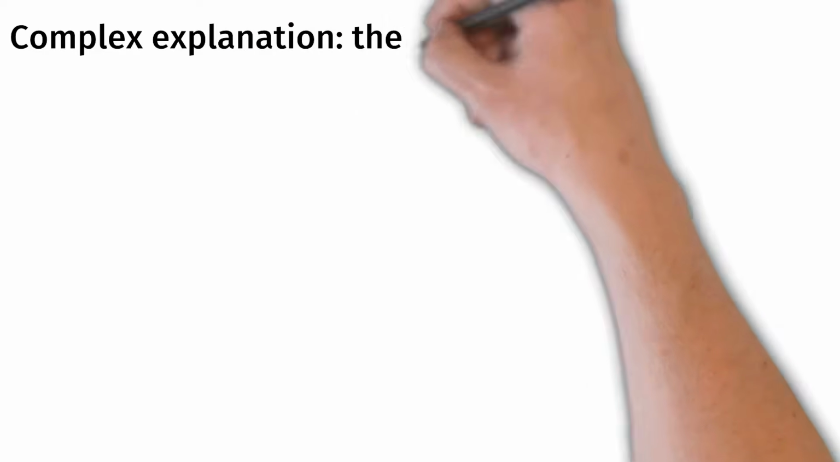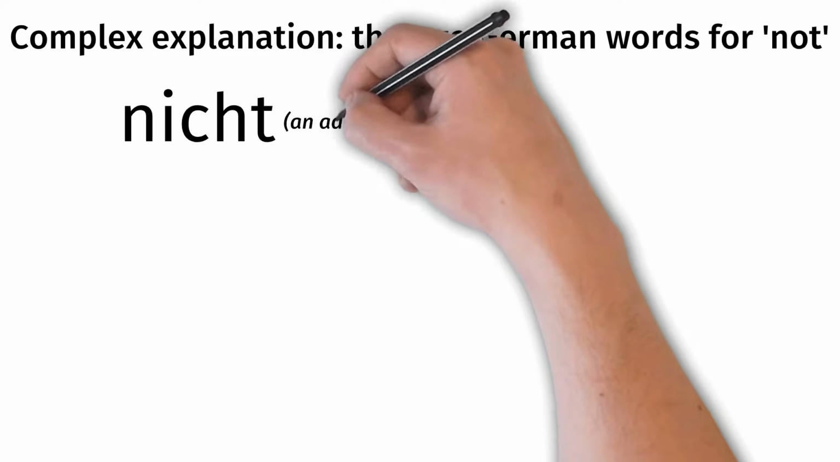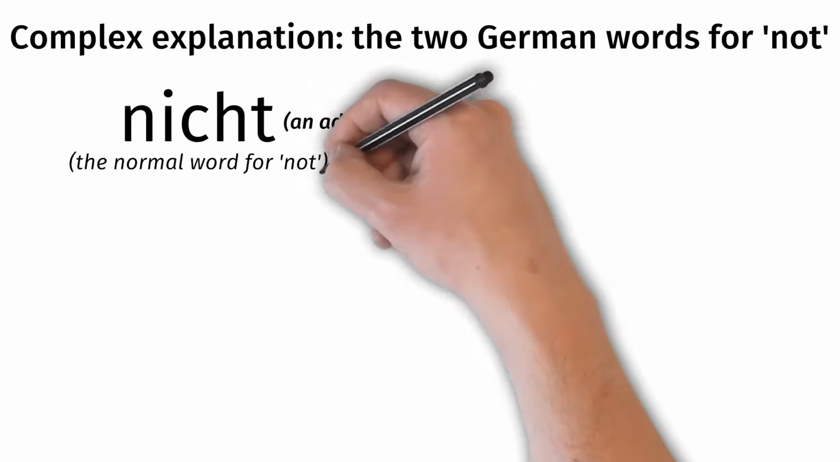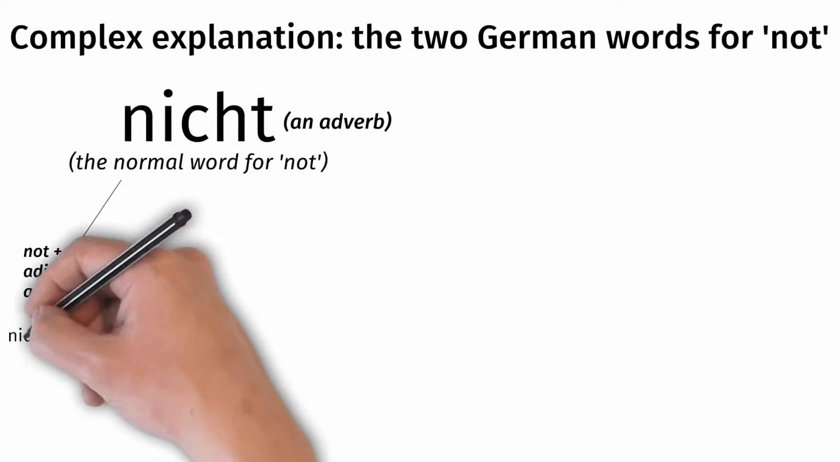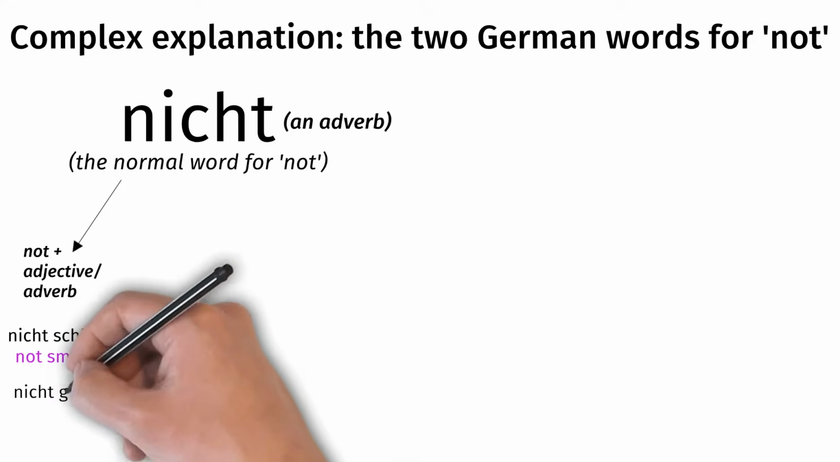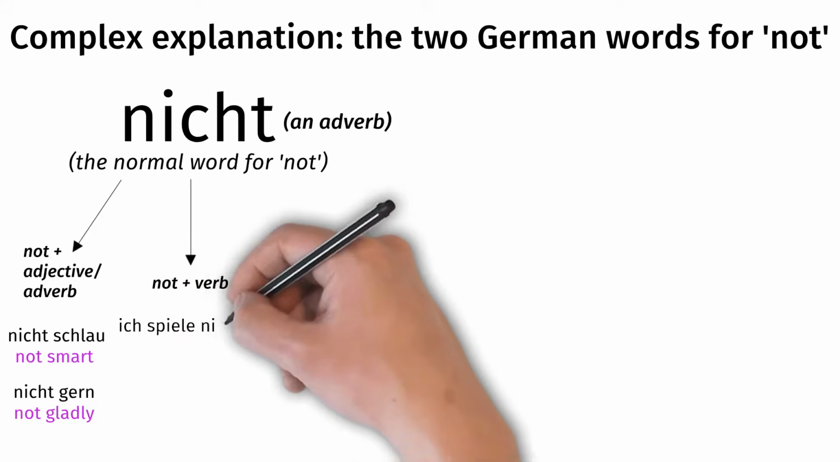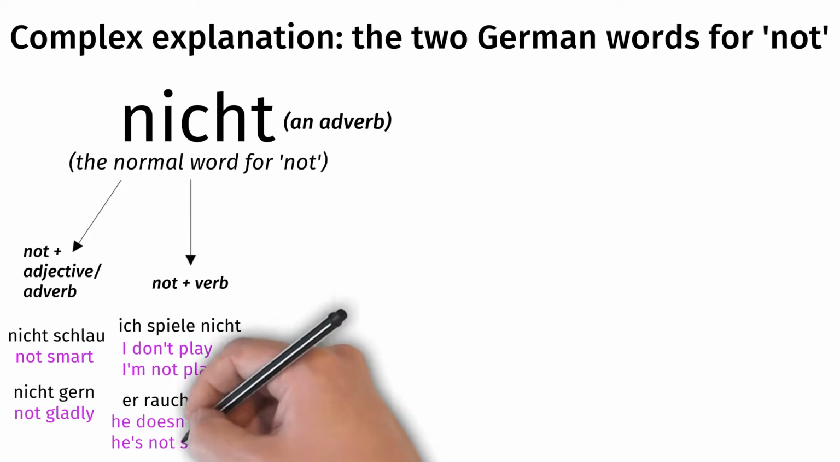Okay, and for those who are interested, here's the complex explanation. The two German words for not. The first one is nicht, and this is an adverb. That means you can use it to modify a verb or an adjective or another adverb. And this is the normal word for not. So you use this when you have, for example, not plus an adjective or adverb, nicht schlau, not smart, nicht gern, not gladly, or not plus a verb, ich spiele nicht, I don't play, I'm not playing, or raucht nicht, he doesn't smoke, he's not smoking.